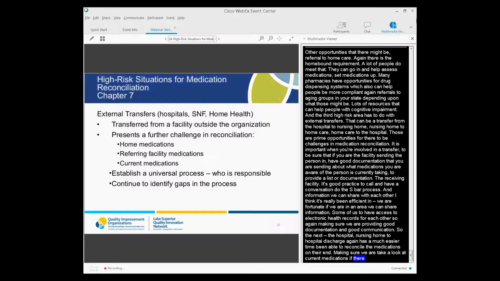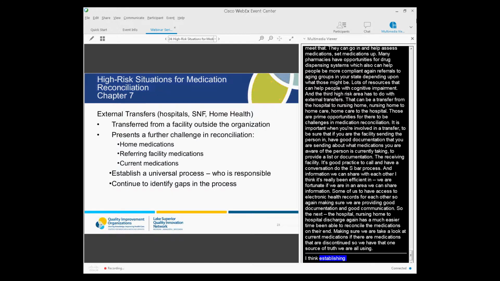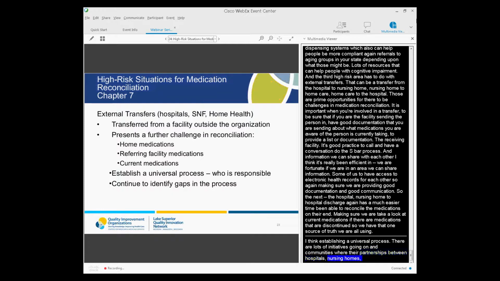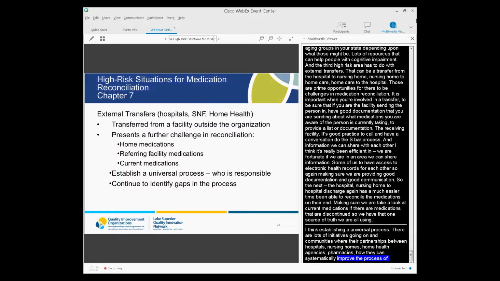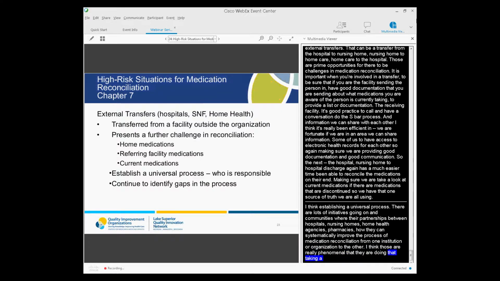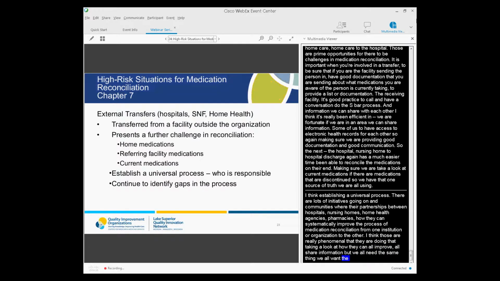I think establishing a universal process of who is responsible for what is important. And I know there are lots of initiatives going on in communities where there are partnerships between the hospitals, the nursing homes, the home health agencies, and pharmacies, and they're all looking at how they can systematically improve the process of medication reconciliation from one institution or organization to the other. I think that's phenomenal, because really we all need the same thing and we all want the same thing. So why not share and work together to achieve better outcomes for the patient, because it really behooves all of us.